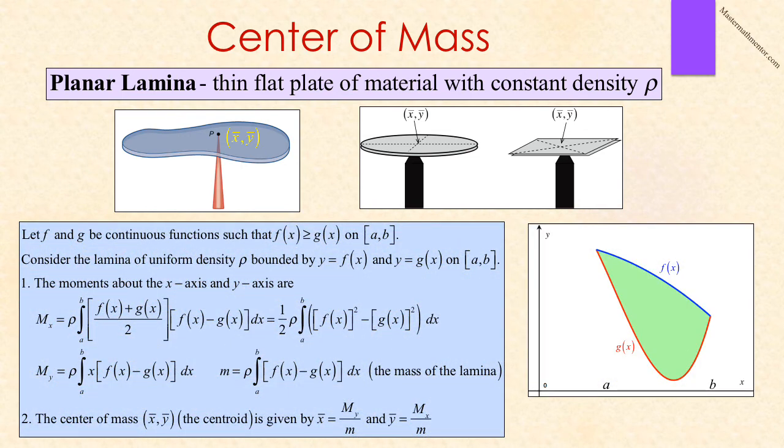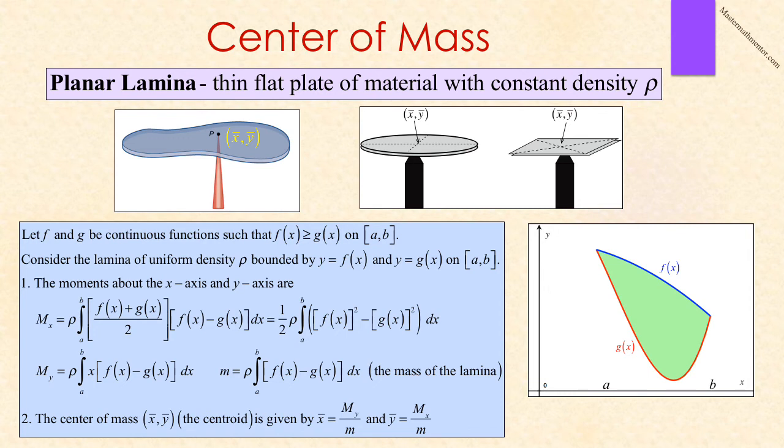Let f and g be continuous functions such that f of x is greater than or equal to g of x on the interval a to b. Consider the lamina of uniform density rho bounded by y equals f of x and y equals g of x on the interval a to b.